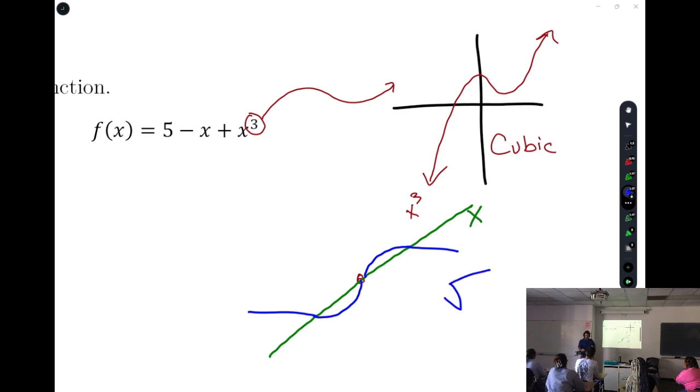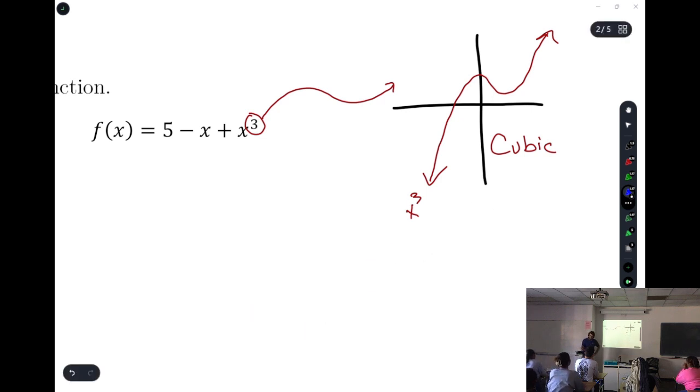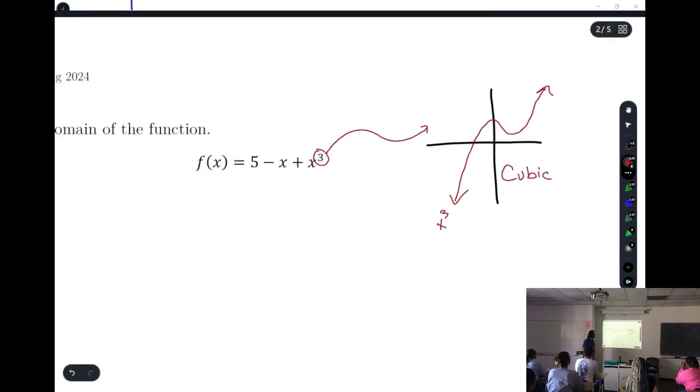So that's going to be the cube root. That's for free. You don't even have to know that. So what can x be? What could x be on that red line?